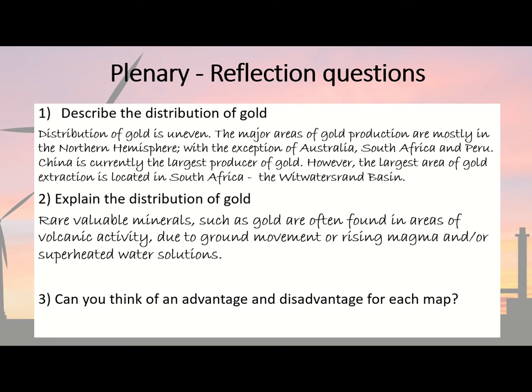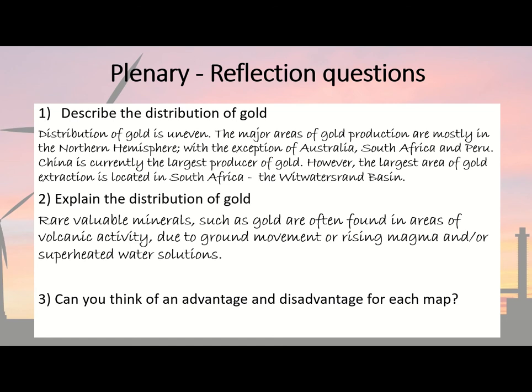Now, your A3 handout that you've completed should give you a really good description of where gold is. And it could be worth maybe up to 3 marks here. So distribution of gold is uneven. Tick. Pretty much that'll work for you everywhere, by the way. Worth a mark. And then identifying the major areas of gold production. So gold production is mostly in the northern hemisphere. That's also worth a mark.